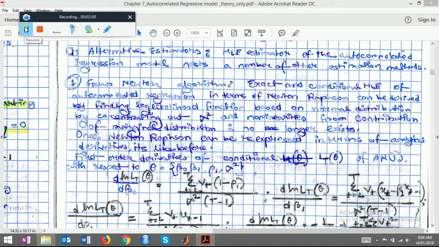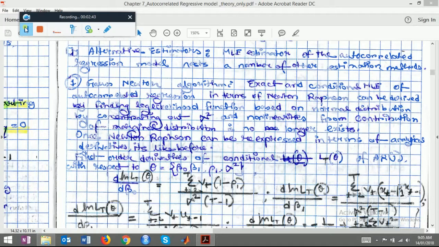Once Newton-Raphson can be expressed in terms of analytical derivatives, the rest is simply like the other previous methods. So first order derivatives of the conditional log likelihood function. We are not talking about exact maximum likelihood estimation, only the conditional portion of the maximum likelihood estimation. So the first order derivatives of the log likelihood function of an AR1 model, with respect to the parameters where we have beta naught, beta 1, rho 1 and sigma squared unknown.